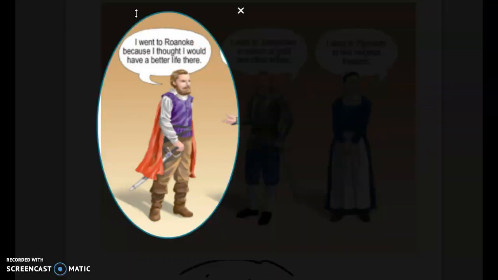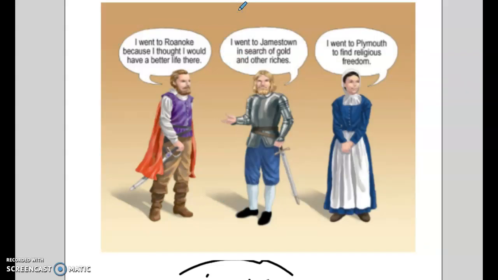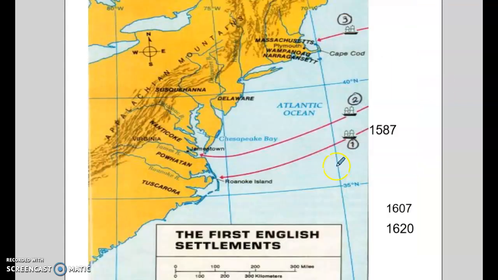I went to Roanoke because I thought I would have a better life there. So there was this push to leave England. And you remember in that article we read all about how life in England, especially in a city like London, was hard and crowded and contaminated. And so life in the New World was going to be amazing for a lot of people. So a lot of colonists made that trek in 1587, but we know it did not end well since they are called the Lost Colony.